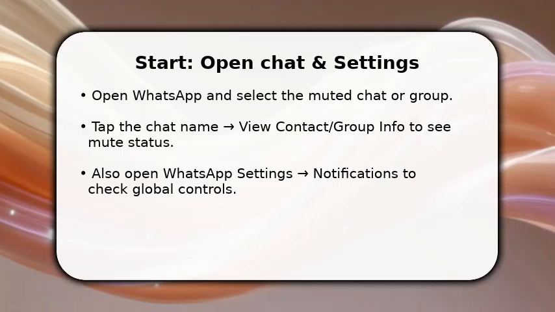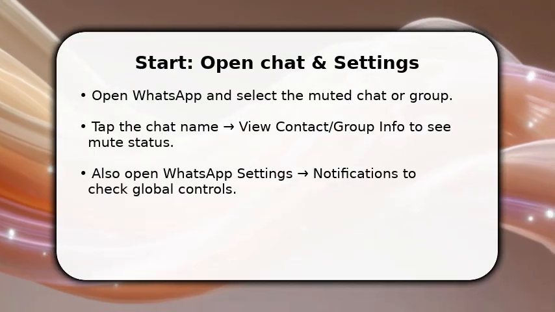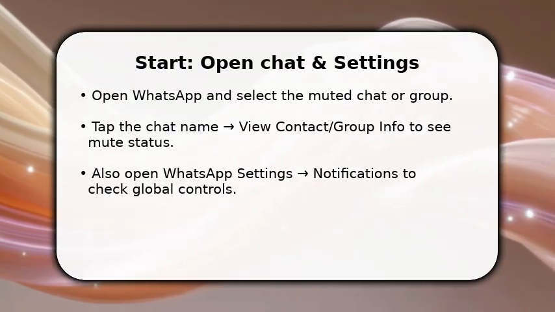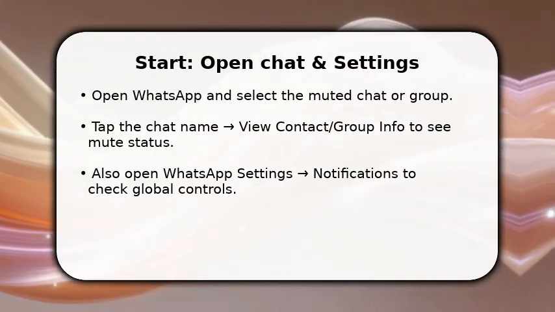You're starting in the app. Open WhatsApp and go straight to the muted conversation. Once there, tap the contact or group name to open info and confirm it's muted. That's the first actionable check.